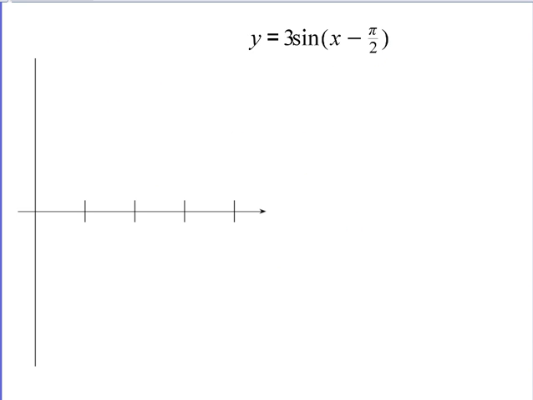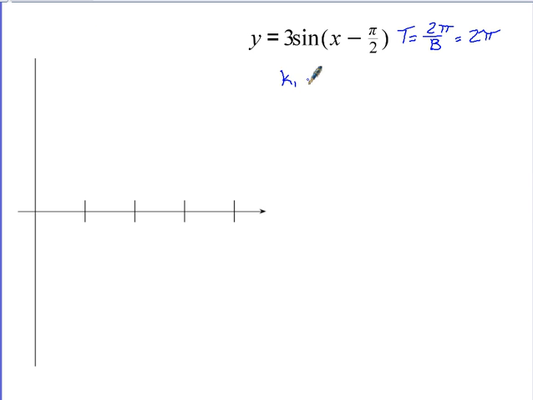Okay, I'm going to go through one more example, start to finish, just to make sure that we got this. So, y equals 3 times the sine of x minus pi over 2. That's what we're going to graph. Alright, first thing I'm going to do is find the period. So T is equal to 2 pi over B. B in this case is 1 because there's no number in front of the x, so 2 pi over 1 is just 2 pi.